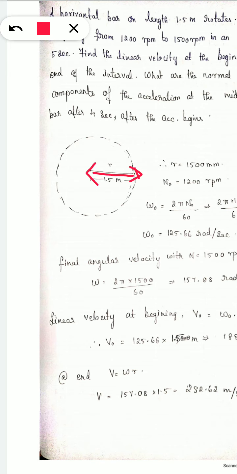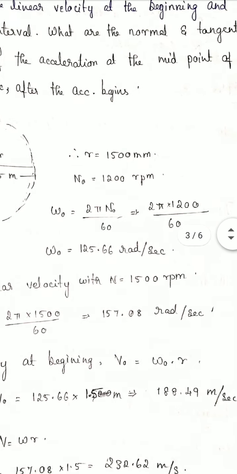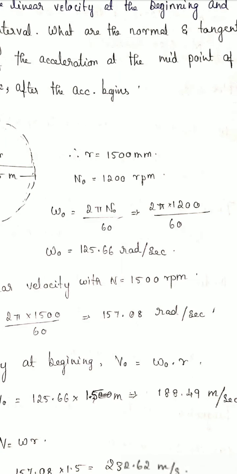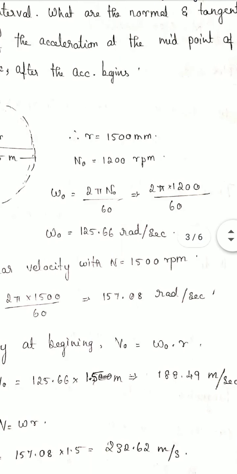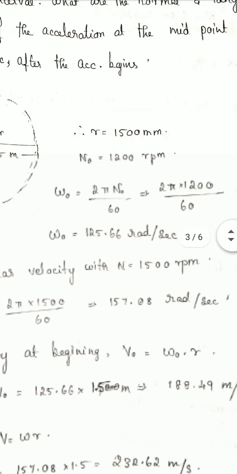This is going to rotate in this manner. When it rotates, this plays the role of radius, right? That is what I had mentioned. R is equal to 1.5 meter here. And they had given the initial rotation per minute as 1200. So n naught I had taken as 1200.